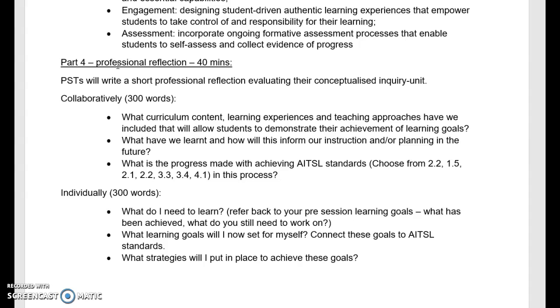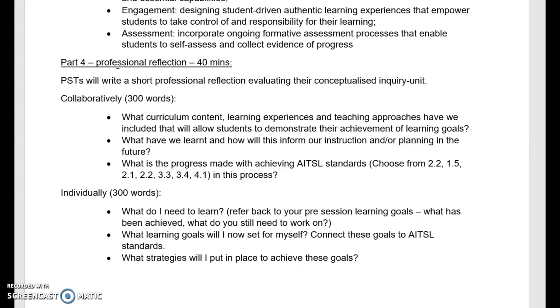The second question, what have we learned and how will this inform our instruction and planning in the future? So this question, you need to discuss what you've learned through this workshop experience and how you will utilise this learning experience in future teaching or planning. So generic statements here are obviously not going to receive a high distinction. You've got to be really specific as to how the learned skill applies to either instructional planning, whatever you're discussing. What does it actually look like?